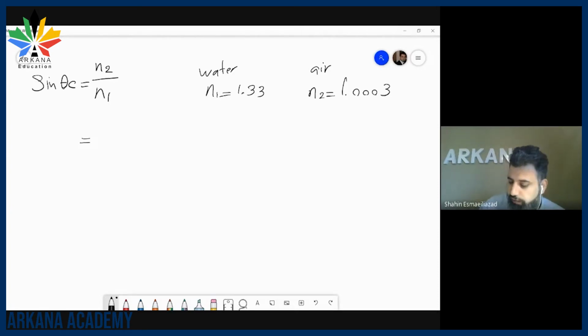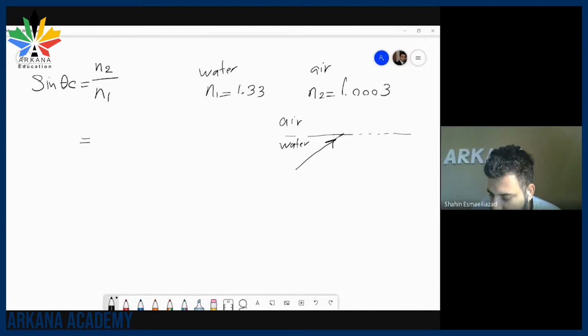And the situation is that, let's say it's the surface of water, and the ray is coming from water and trying to get to air. Now we're going to talk about what is the angle at which we will start facing total reflection? Or in other words, what is the angle that anything higher than that angle will experience total reflection?